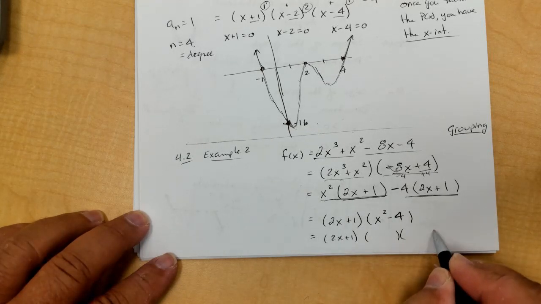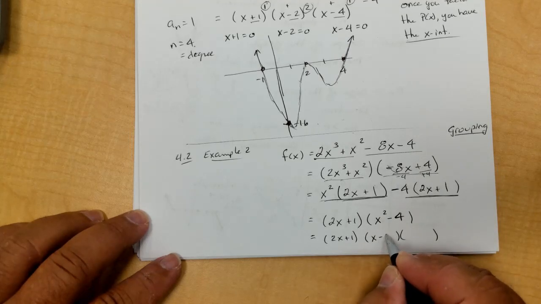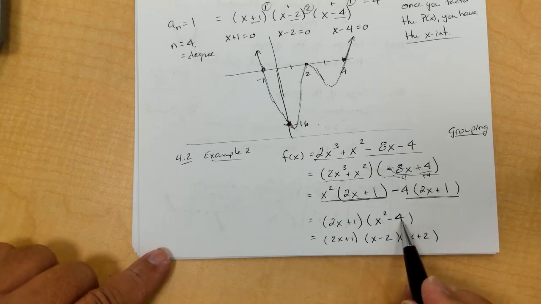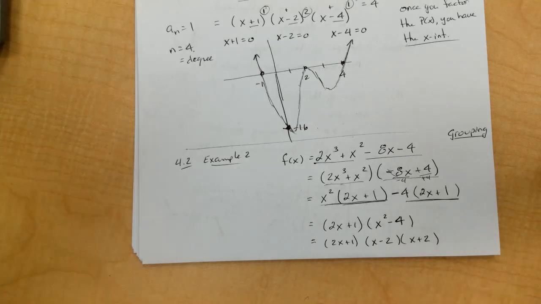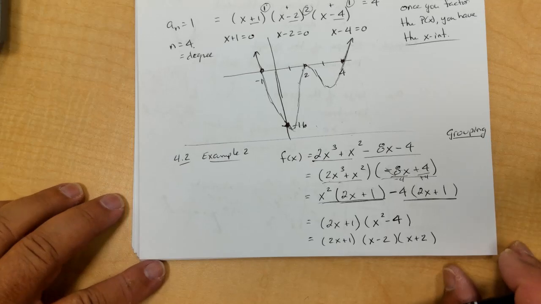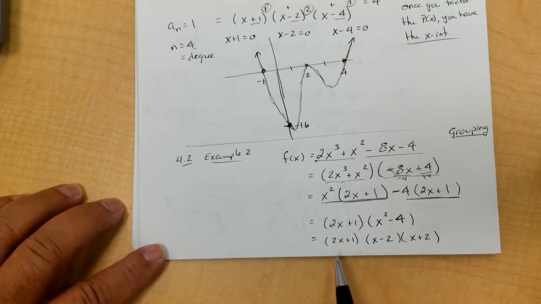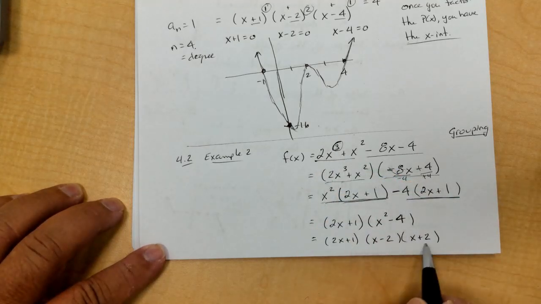X minus 4 and x plus 4. No. Close though. I know what you're trying to do. Because what times what is 4? 2 times 2. So it's x plus 2, x minus 2. You were very close. Now, the degree is 3. We're supposed to have 3 solutions, and here they are.